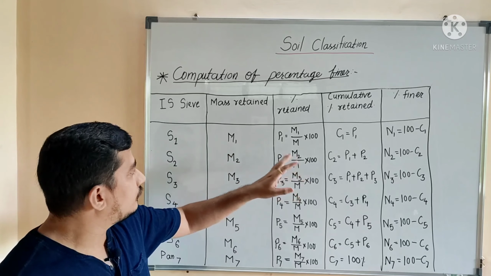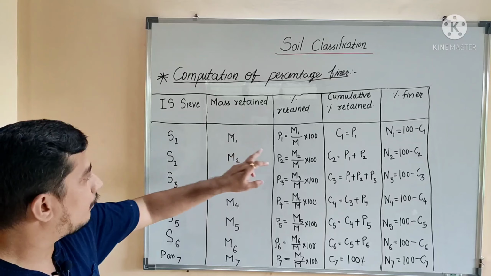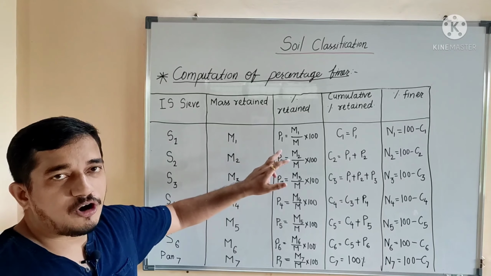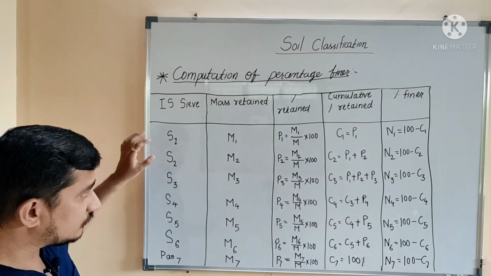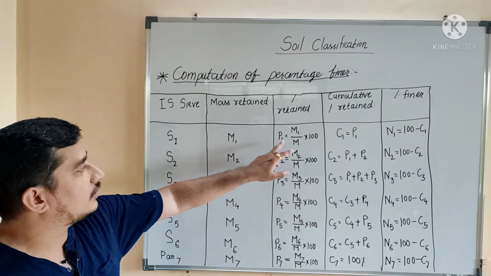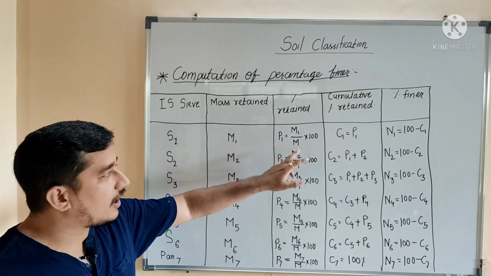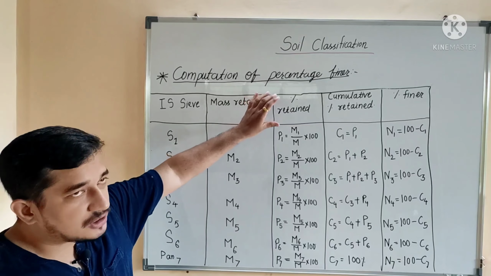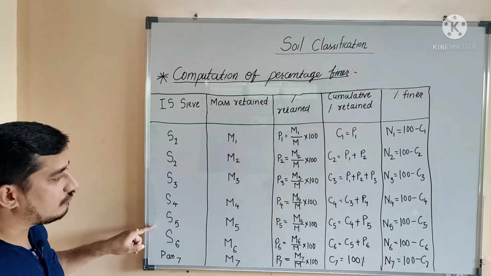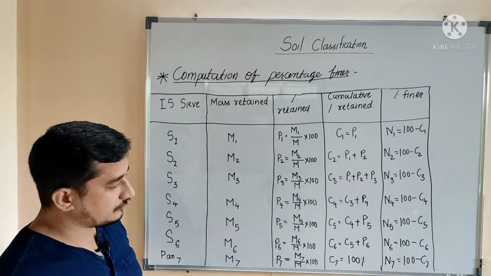Okay. So for S1, P1 is the percentage of mass of soil which is retained on this sieve. So it can be given as M1 by total mass M multiplied by 100. Just like that, percentage retained on each sieve is calculated.